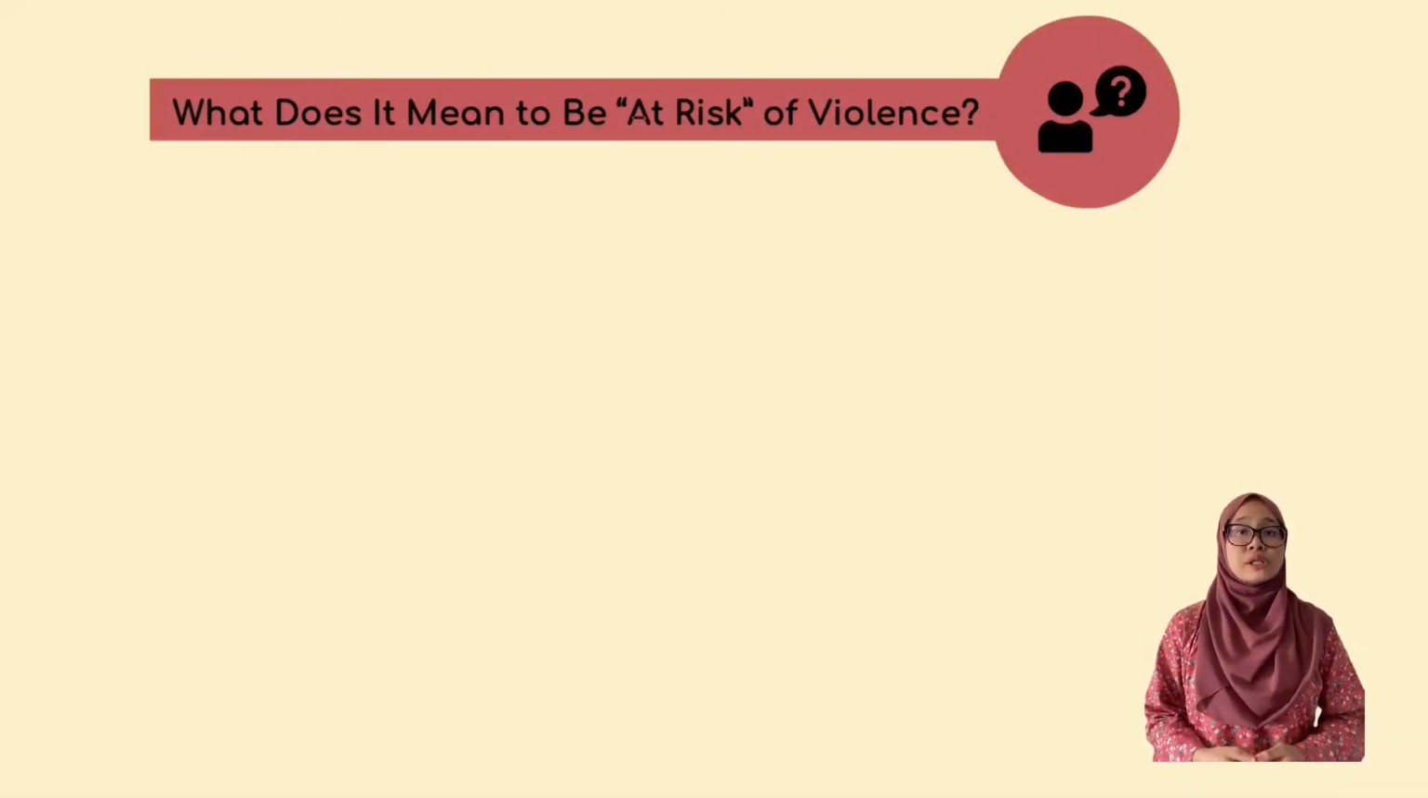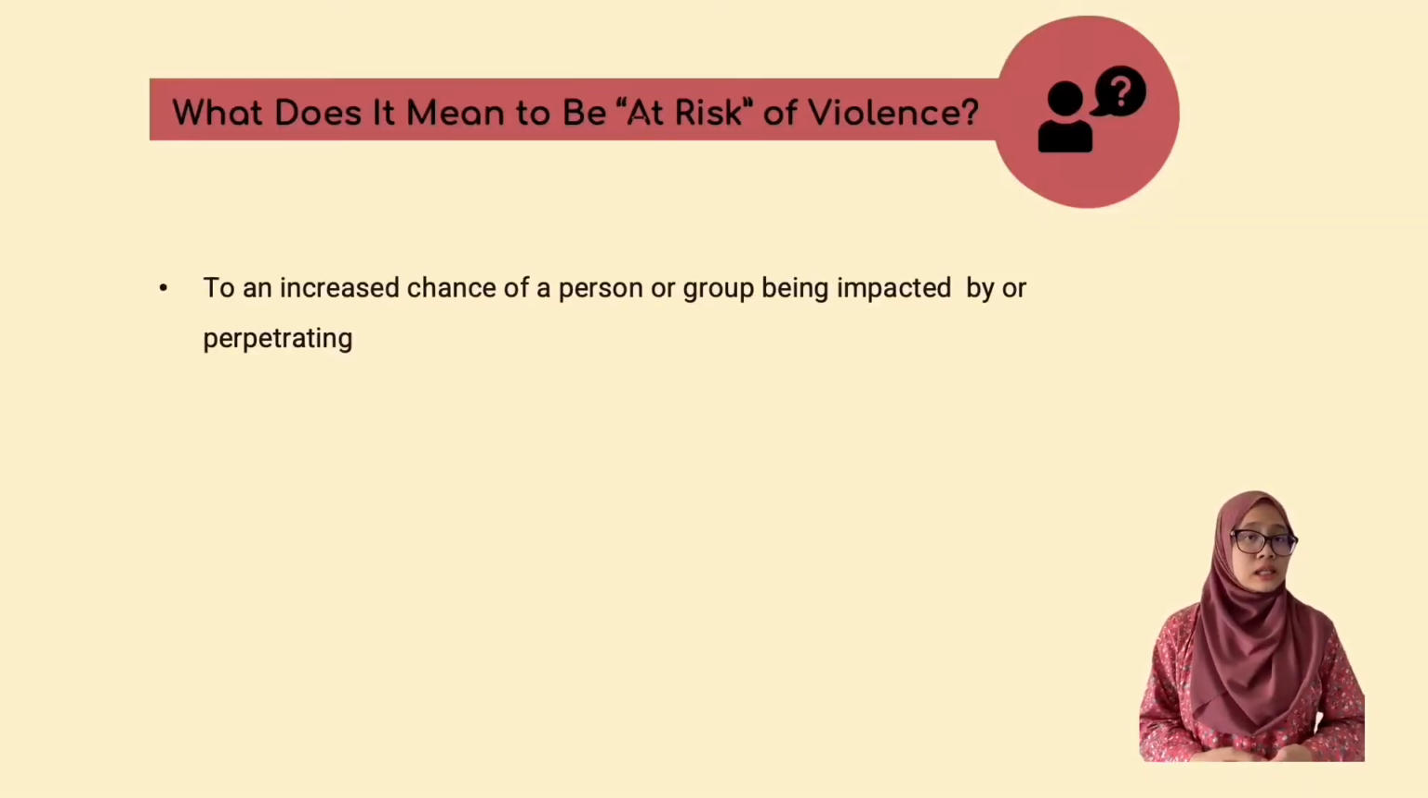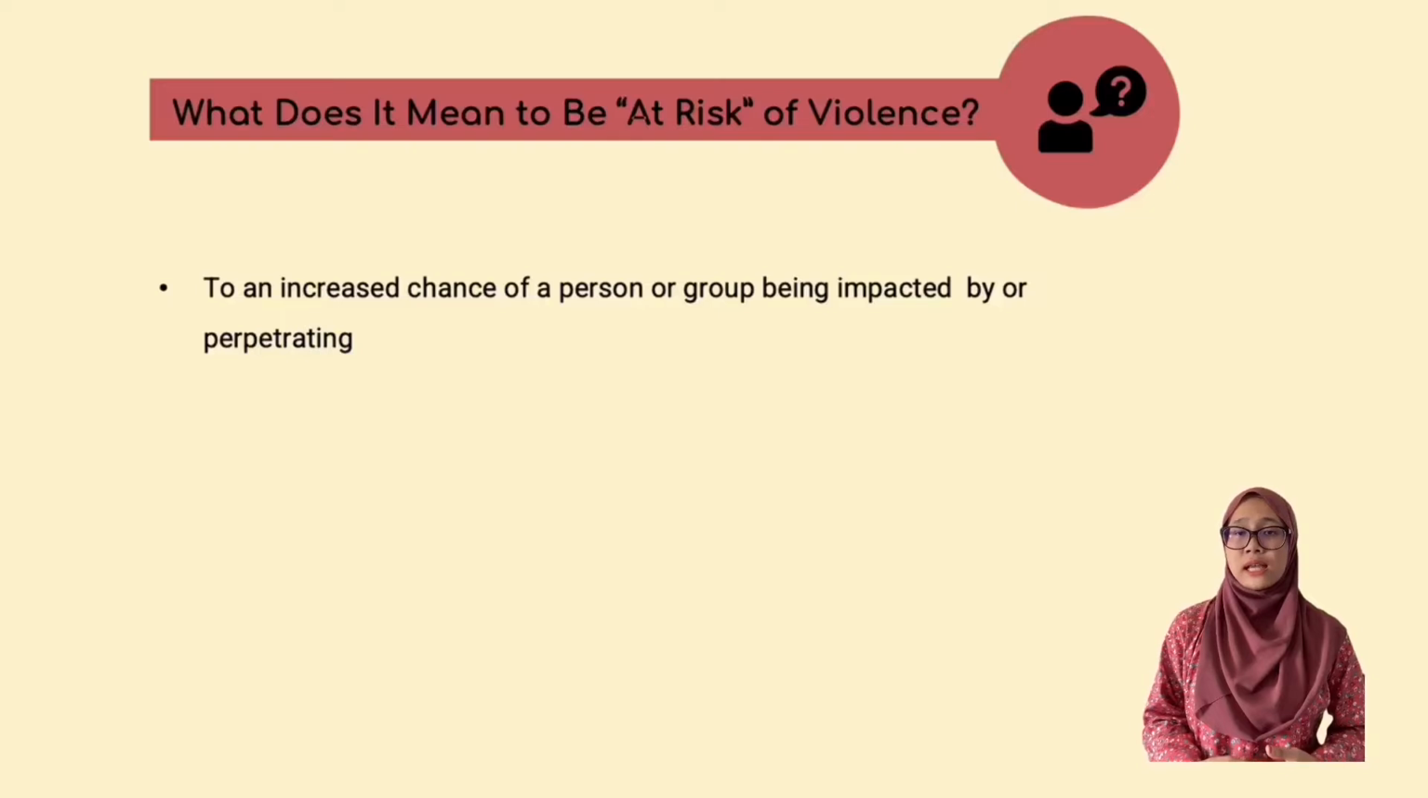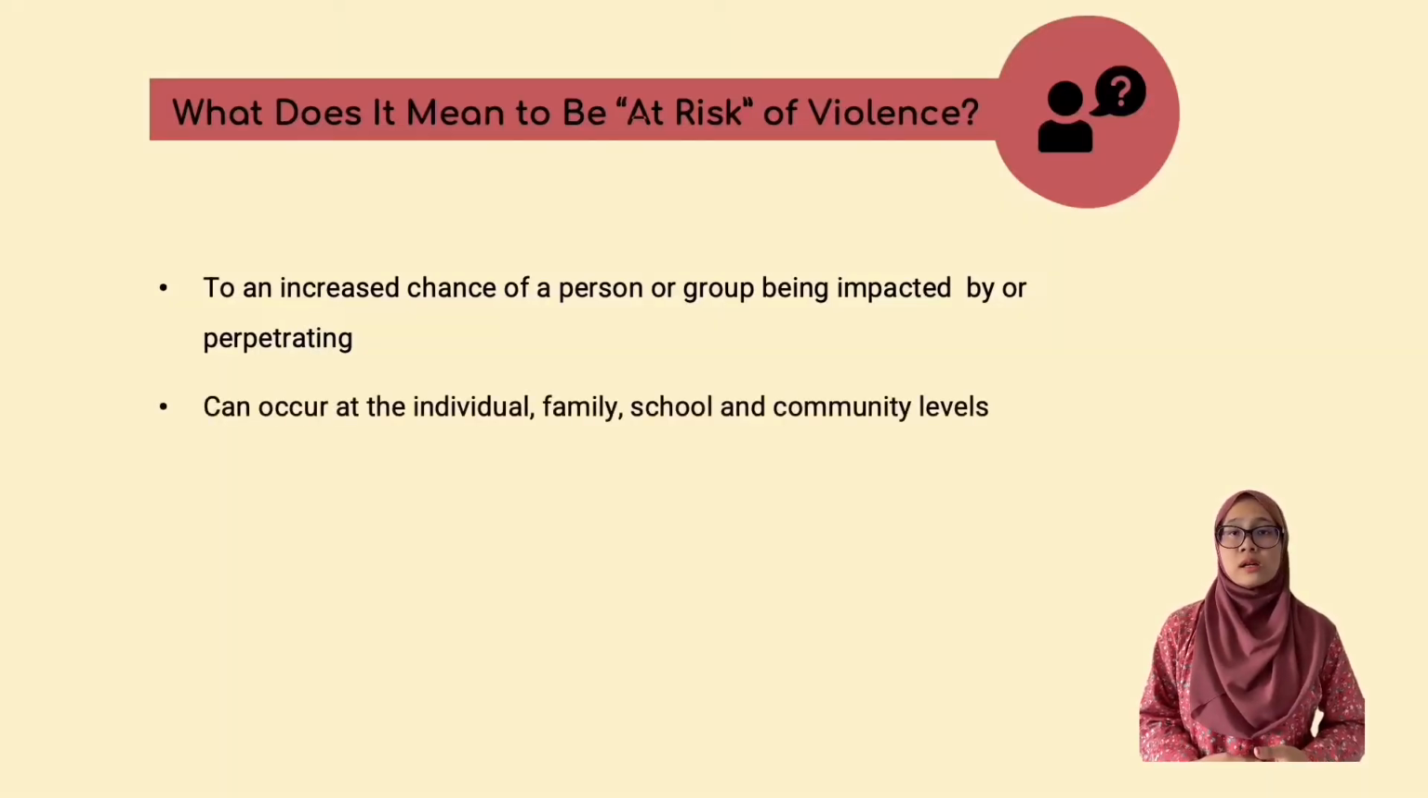Before we go through each factor, I would like to explain what it means to be at risk of violence. What does it mean to be at risk of violence? Risk factors are characteristics that are linked to an increased chance of a person or group being impacted by or perpetrating violence. Risk factors can occur at individual, family, school, and community levels.